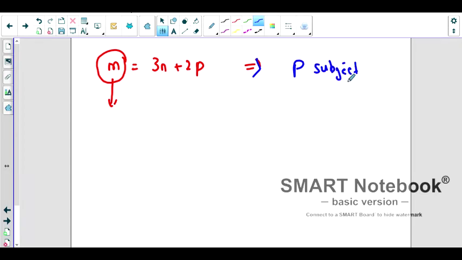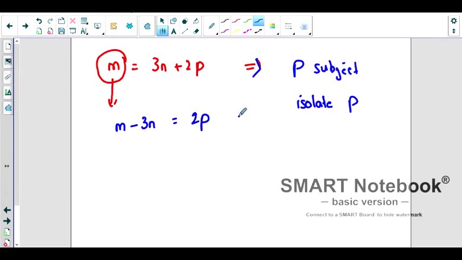How can we do that? We will isolate p now. We will take everything away from p and shift it to the other side of equality. Like, what is getting added here? 3n plus 2p. So okay, we will shift 3n first, because it is multiplication, keep it for the end. It is plus 3n, but when it goes to the other side, it becomes minus 3n. And what is left? 2p.